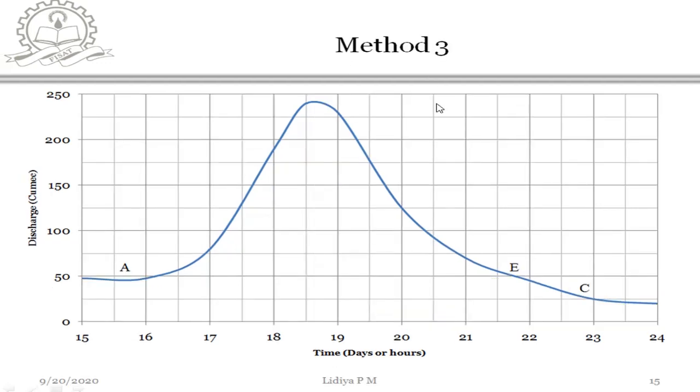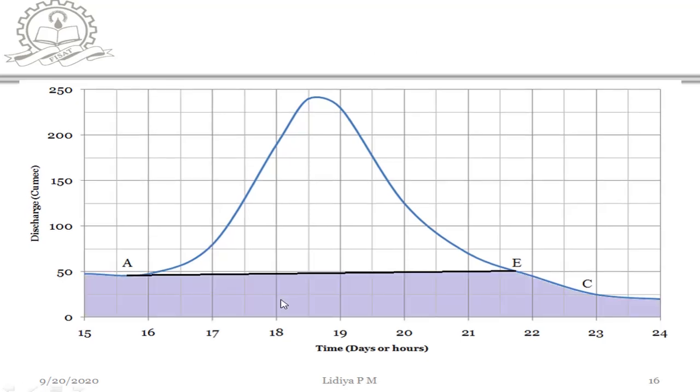In method 3, the first step is we have to locate the point E, which was already explained in method 2. Then simply join the points A and E. The area under this line represents the base flow. So this much area represents the base flow.